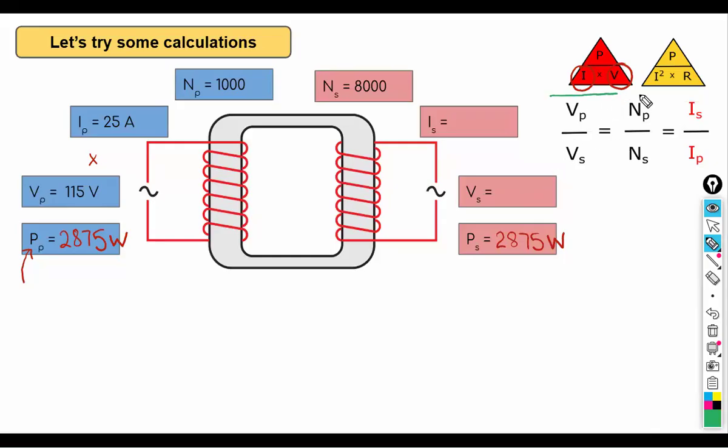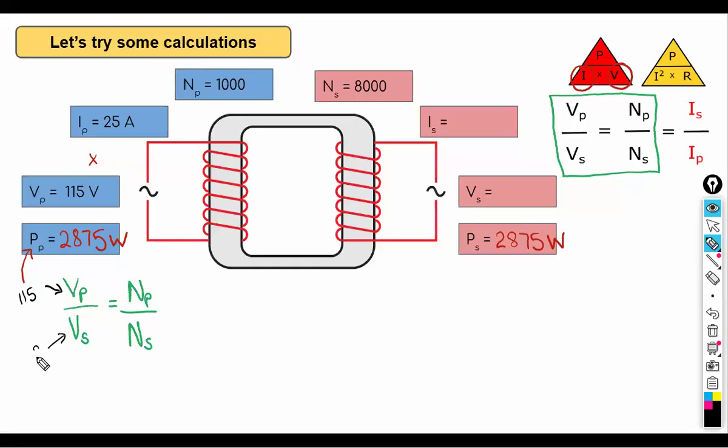So I'm going to use this portion of the formula, right? So I'm going to write it back here. VP on VS is equal to NP on NS. So I'm going to substitute any values here, right? VP is how much? VP is 115. VS, we don't know. NP is 1,000 and NS is 8,000. So you're getting 115 divided by VS is equal to 1,000 divided by 8,000.